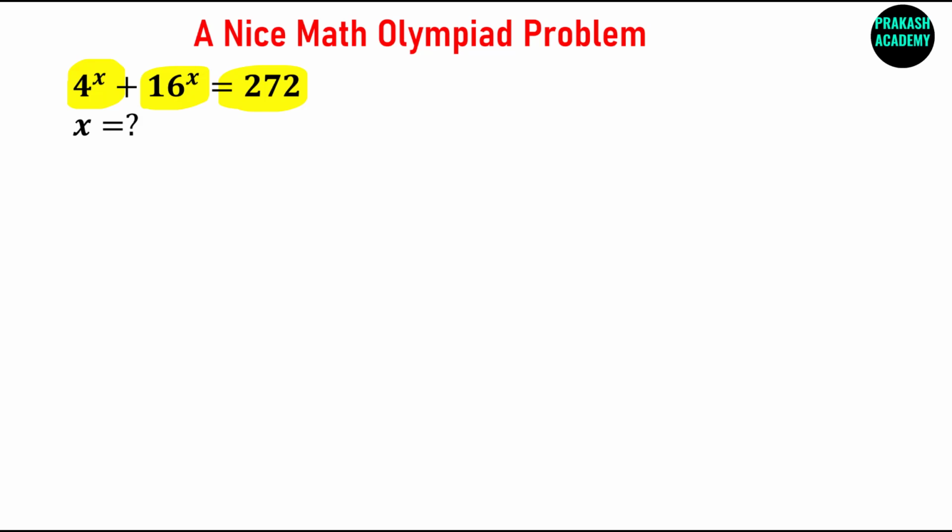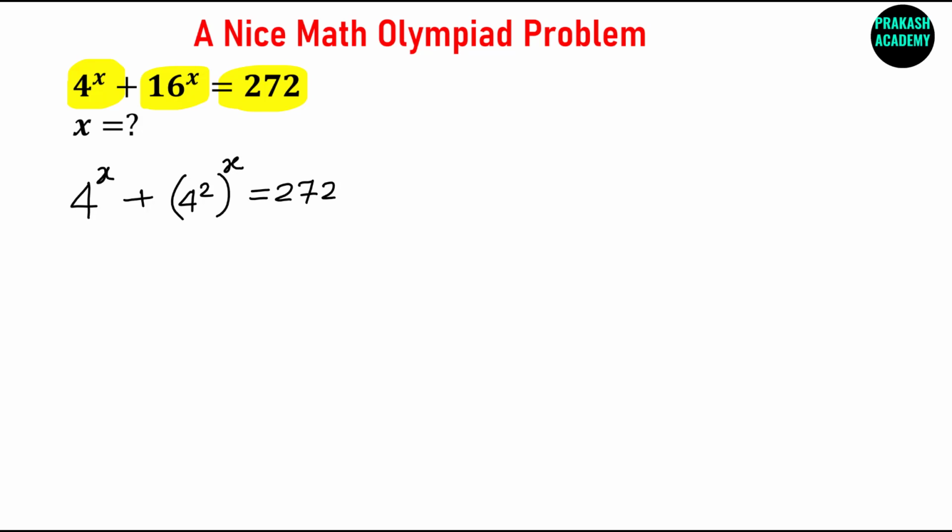For example, in this case you see 4 raised to the power x, then you need to convert it in terms of 4 raised to the power x as a quadratic expression. So let us try to see how we can do that. 4 raised to the power x plus 16, I can write as 4 square, raised to the power x is equal to 272.